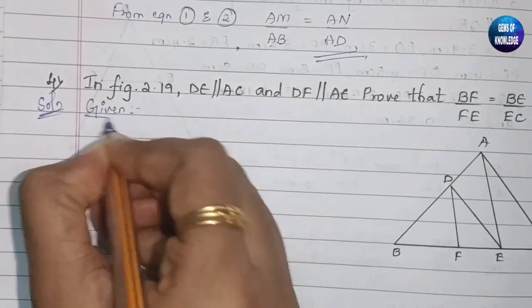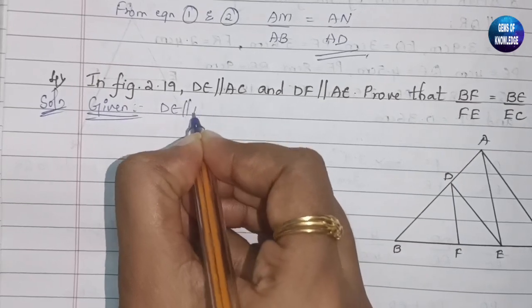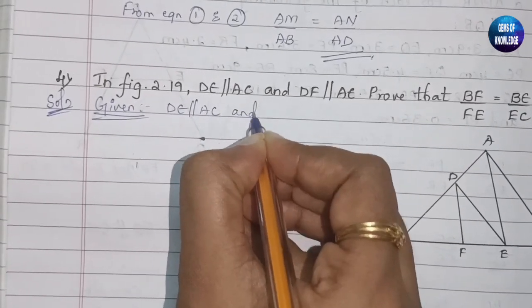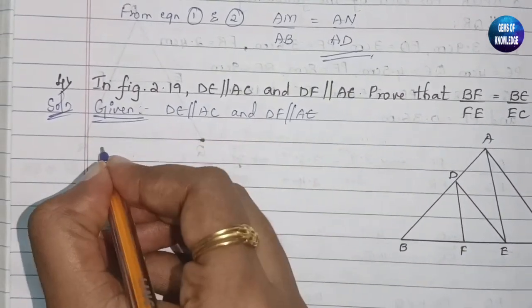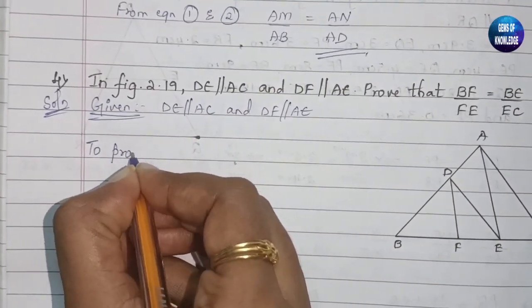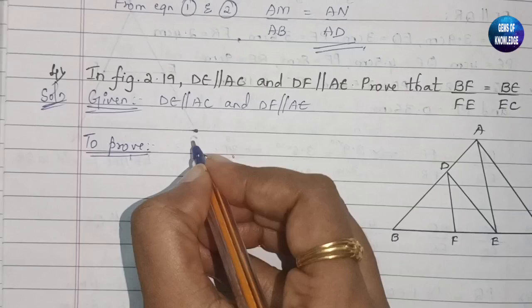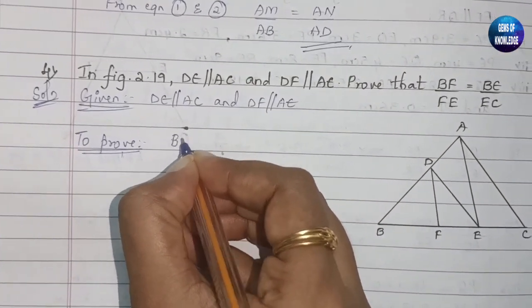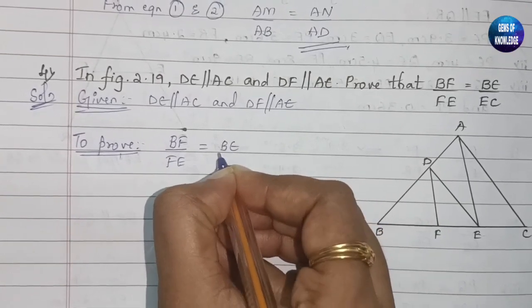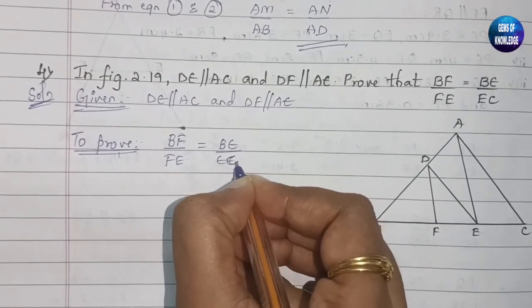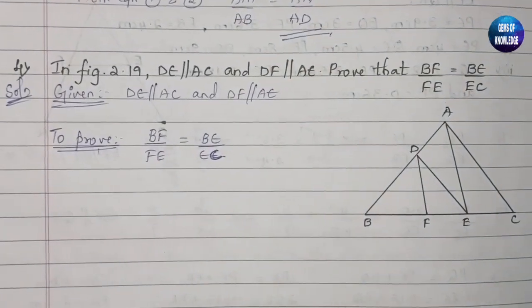Given here is DE is parallel to AC and DF is parallel to AE. Two things are given. What we need to prove here is BF divided by FE is equal to BE divided by EC. This is what we need to prove.